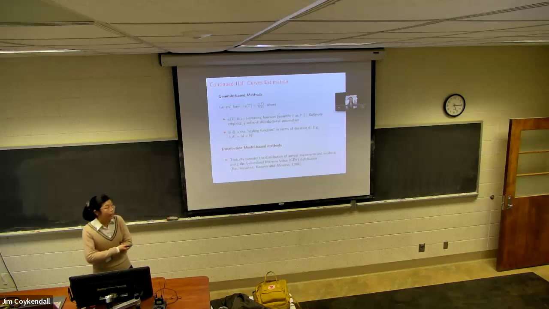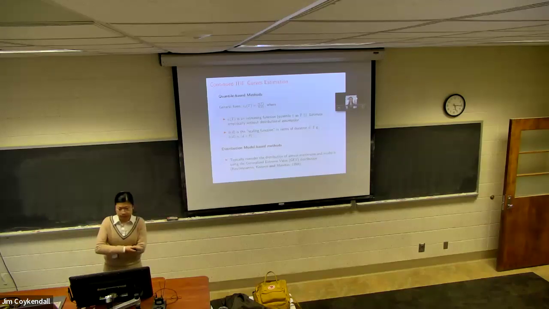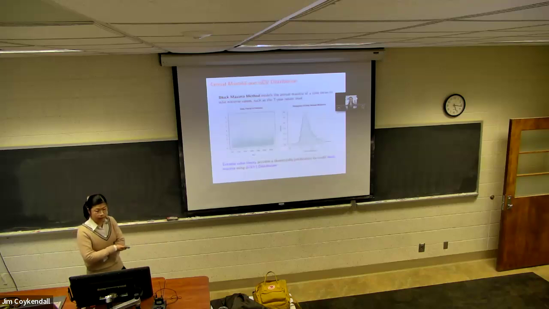Another way to estimate the F we mentioned before, the inverse function, is using the distribution model-based method. And in our project, we typically consider the distribution of annual maximum and model it using a generalized extreme value distribution. I'm going to introduce GEV very soon. So, as we saw this picture at the beginning, here I just break it down in two parts.